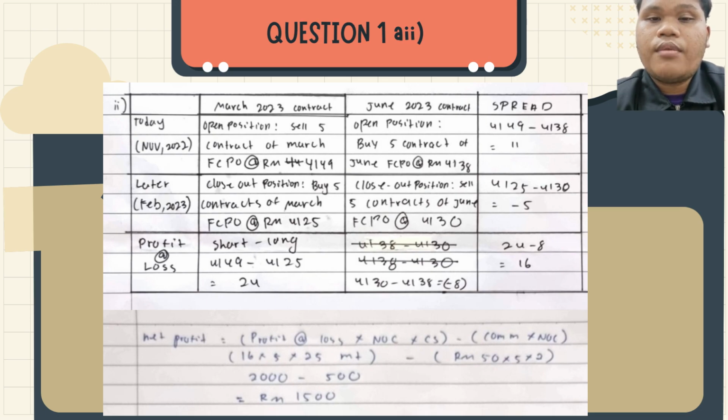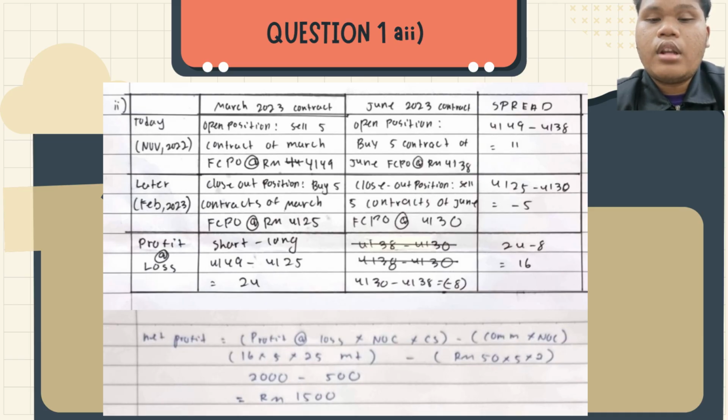Closing the position later in February 2023, we close both positions. For the March contract, we buy back at 4,125. Since we sold at 4,149 and bought back at 4,125, our profit is 24 points. For the June contract, we sell at 4,130. We originally bought at 4,138. So the result is 4,130 minus 4,138 equals negative 8 points, which means we lost 8 points.